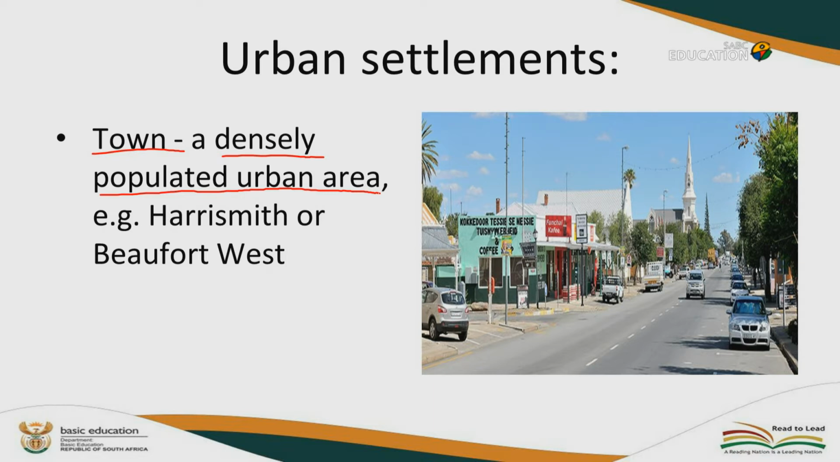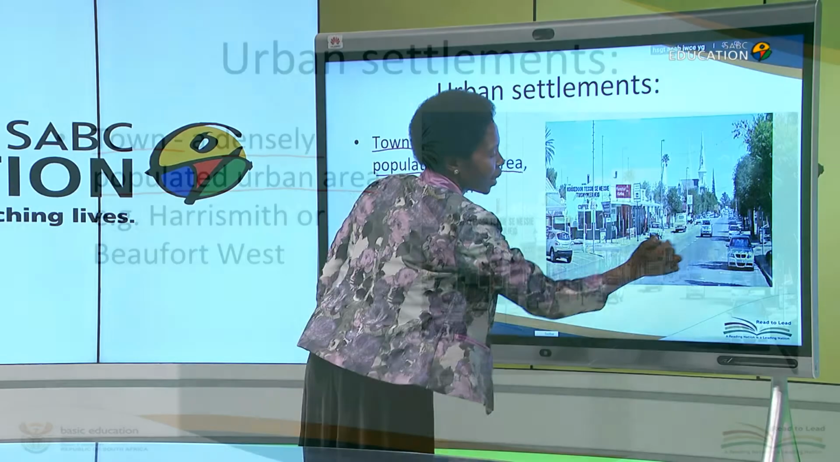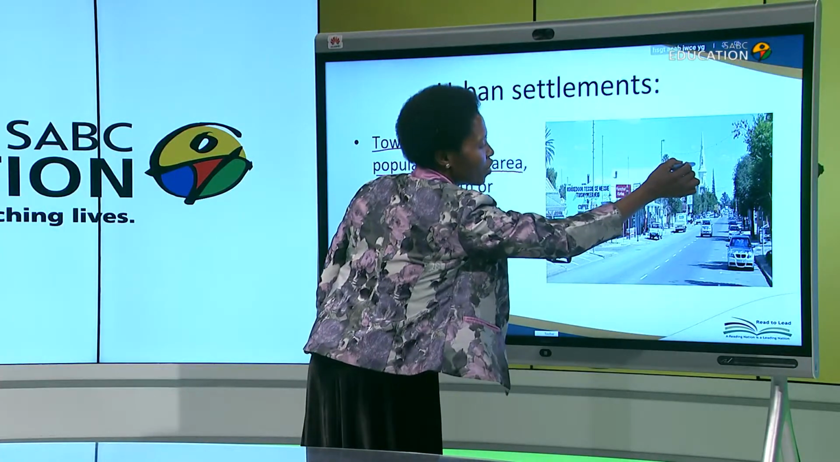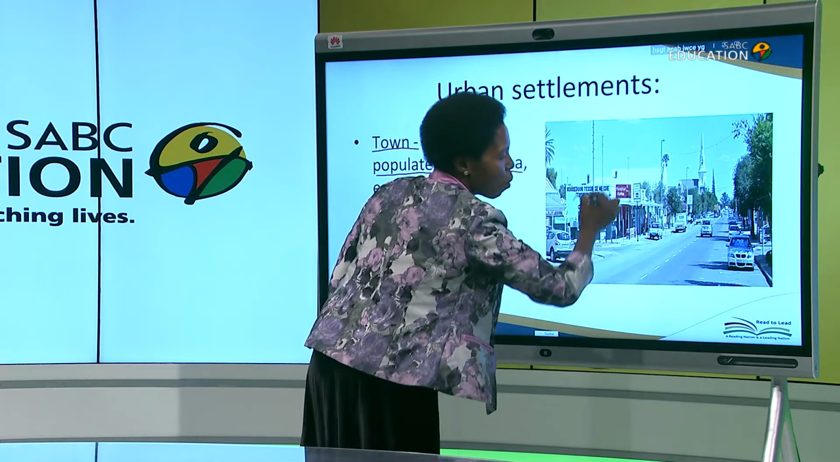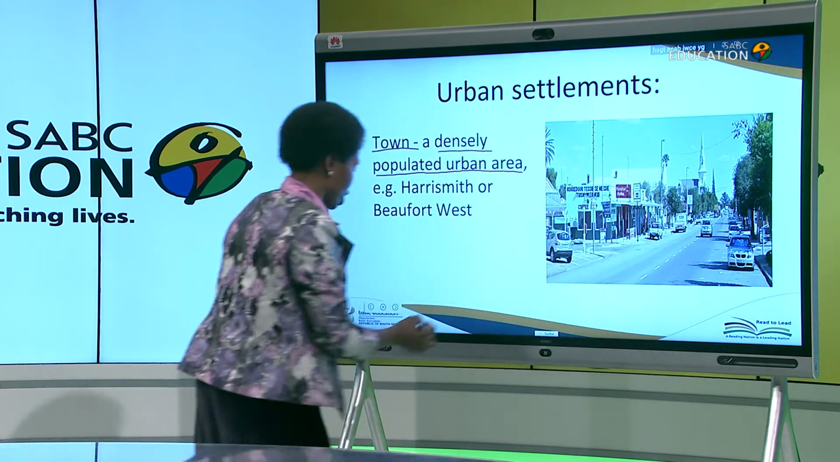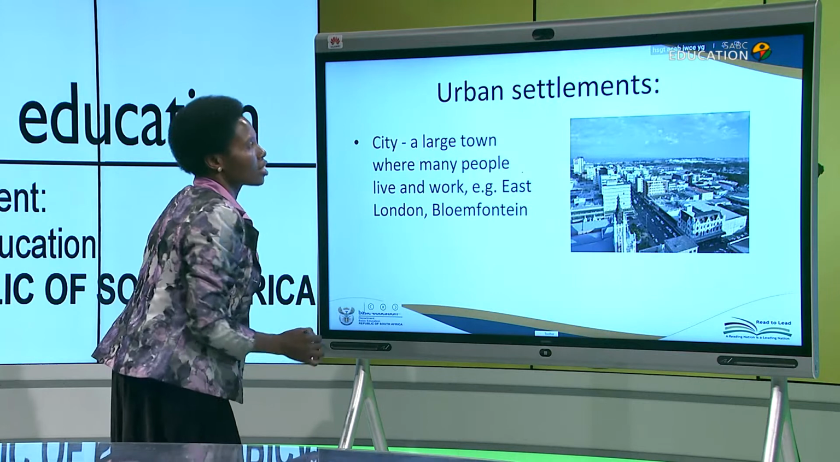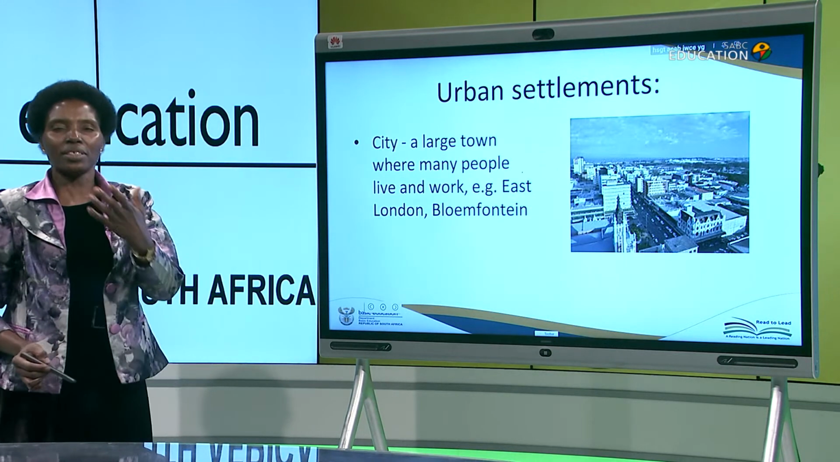Okay, let us look here. We are seeing buildings that are close to one another. You can even see that there is a church there. There are shops here. So this is an example of a town that you need to take note of. Okay, and then let us look at the next urban settlement type.